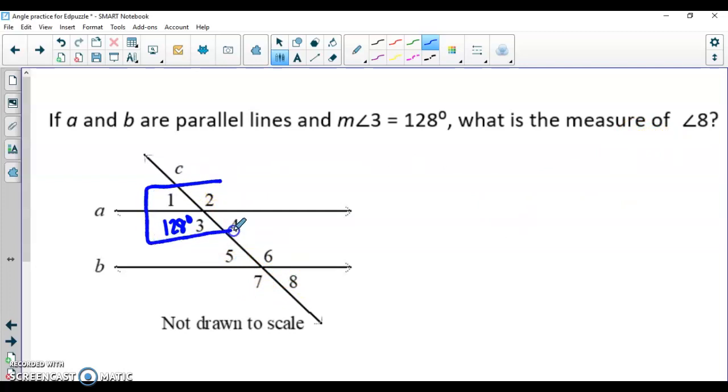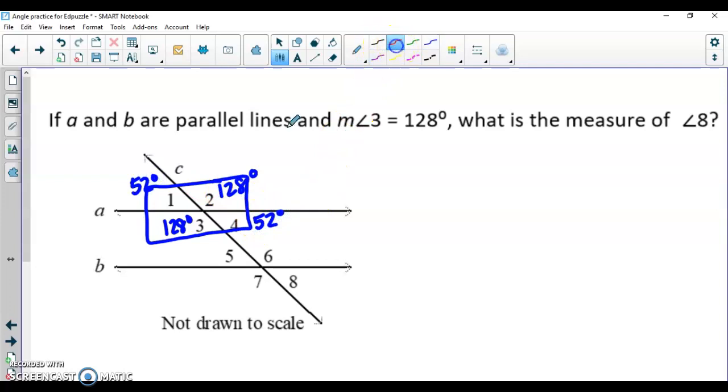I would just go ahead and fill in this whole entire clump, and then I would go ahead and do the slide. So if this one's 128, this one's 128. And if these are 128, this is going to be 180 minus 128, which is going to give me 52 degrees here and here.